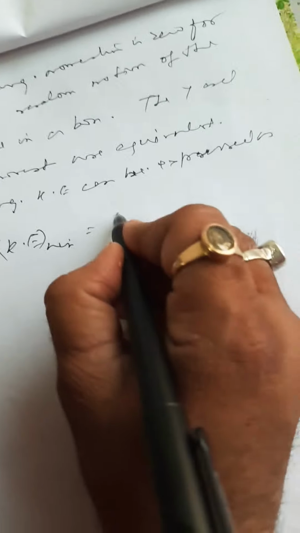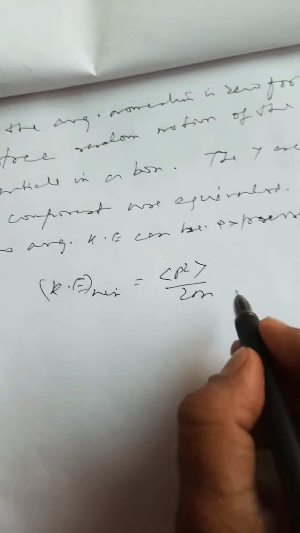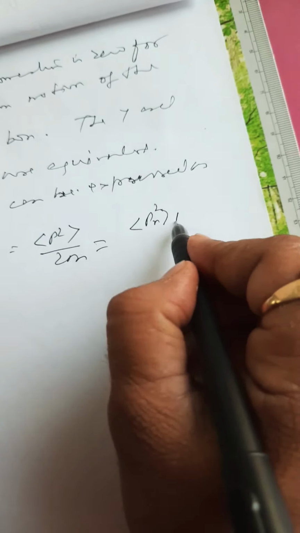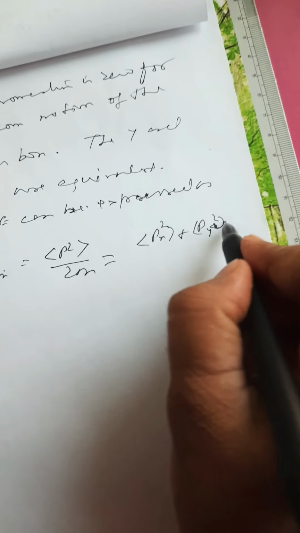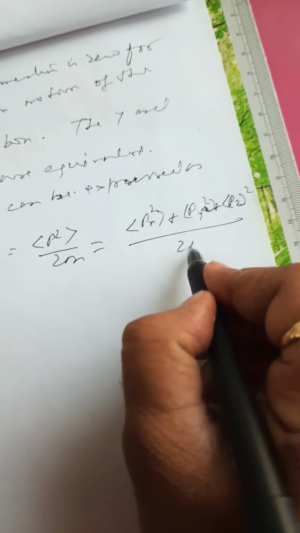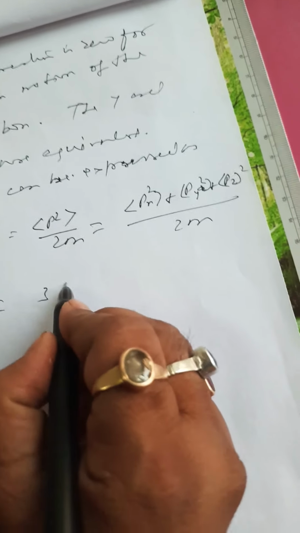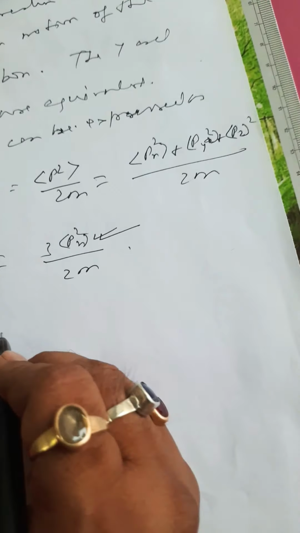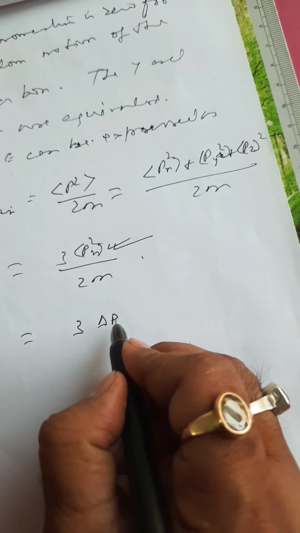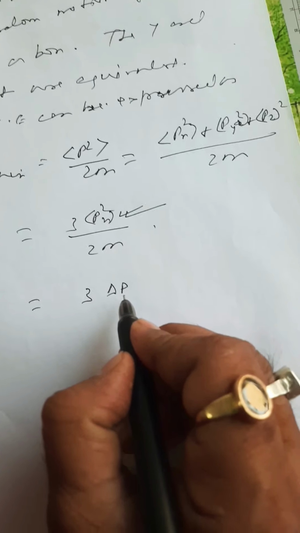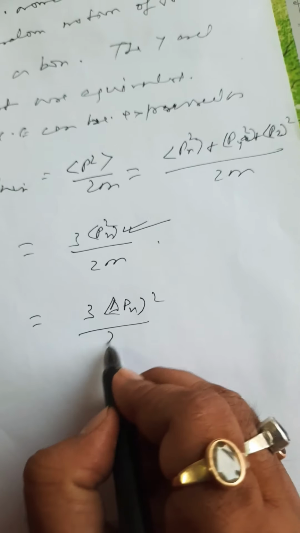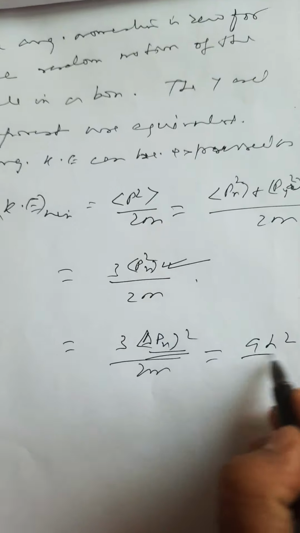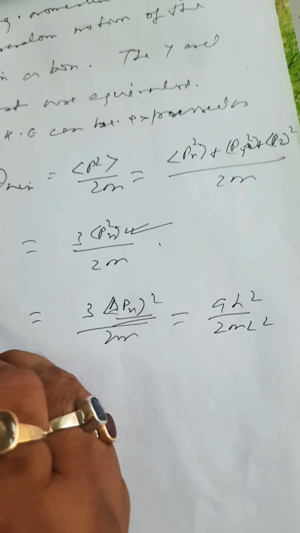kinetic energy minimum is equal to px square plus py square plus pz square by 2m, which is given by 3 px squared by 2m. So the value is obviously the same. Now substituting the value of px square, this px square can be written like this, delta px square by 2m. Substituting the value of delta px, which we have earlier found out, it will be 9h square by 2m L square, which is the minimal value of the kinetic energy.